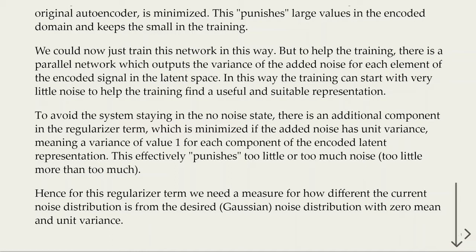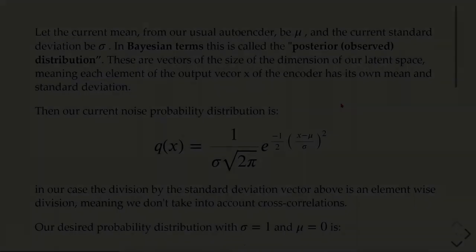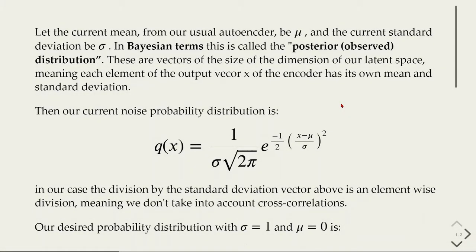Hence, for this regularizer term, we need a measure for how different the current noise distribution is from the desired Gaussian noise distribution with zero mean and unit variance. Let the current mean from our usual autoencoder be mu, and the current standard deviation be sigma. In Bayesian terms, this is called the posterior distribution, or the observed distribution. These are vectors of the size of the dimension of our latent space, meaning each element of the output vector x of the encoder has its own mean and standard deviation.